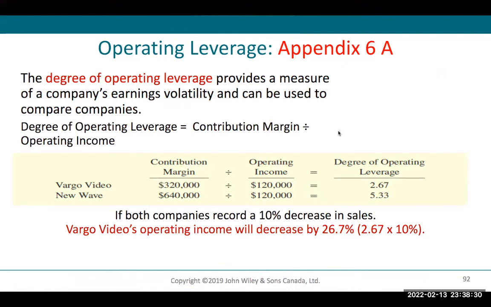So this is exactly what the video talked about. If both companies recorded a 10% decrease in sales, then Vargo has a lower degree of operating leverage. So their losses would not be as much as the New Wave's losses. Vargo Video's operating income will decrease by 26.7%, and then the New Wave's operating income will decrease by 53.3%.